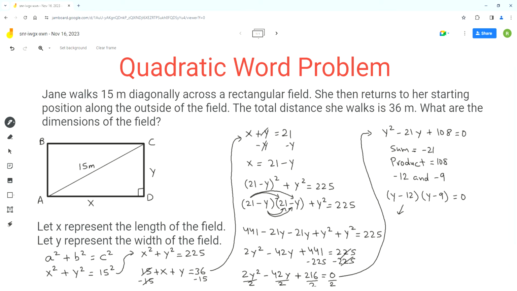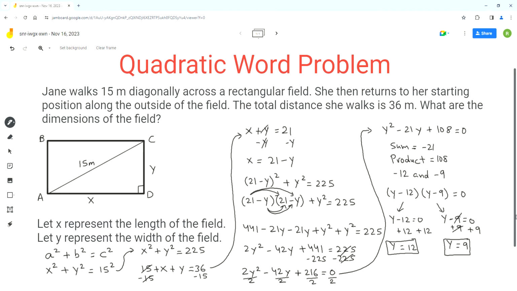So we get two cases. y minus 12 equals 0, and then y minus 9 equals 0. From the first case, we add 12 to both sides because we want to isolate y. So we get y equals 12. And then for the other one, we add 9 to both sides. So the 9s on the left side cancel each other out. We get y equals 9.